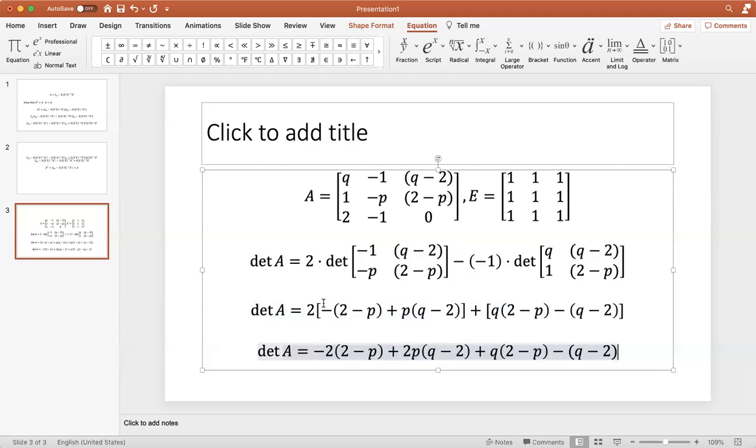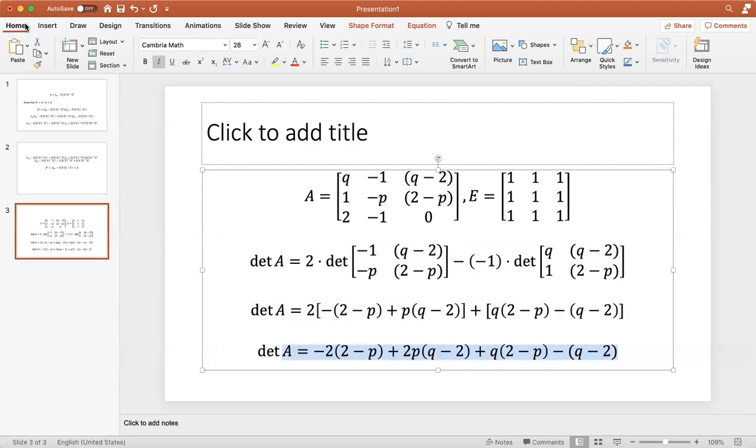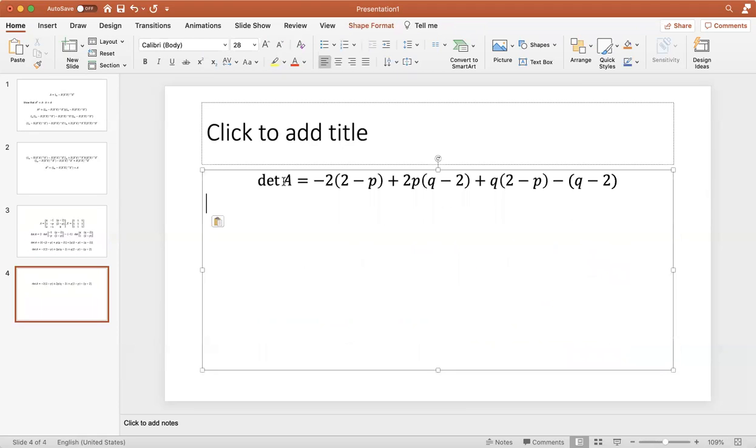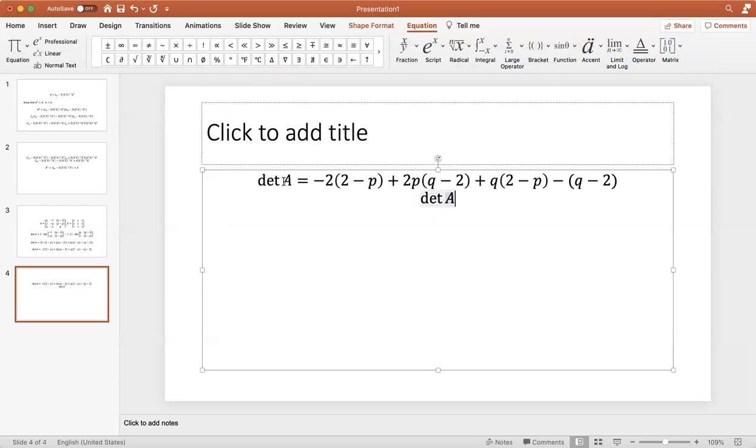Now, we can group some of the similar terms together for easier computation. So let me just copy this in the new slide. Let me group some of the terms together. So the determinant of A would be equal to negative 2 minus P plus Q times 2 minus P, plus 2P times Q minus 2, minus Q minus 2.